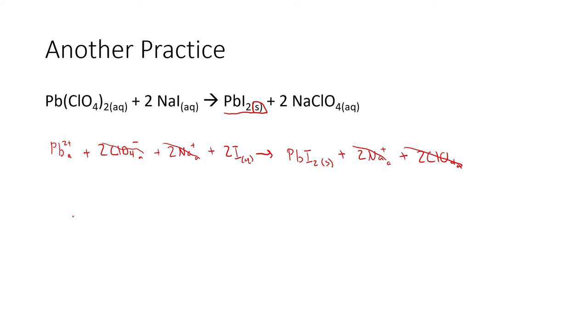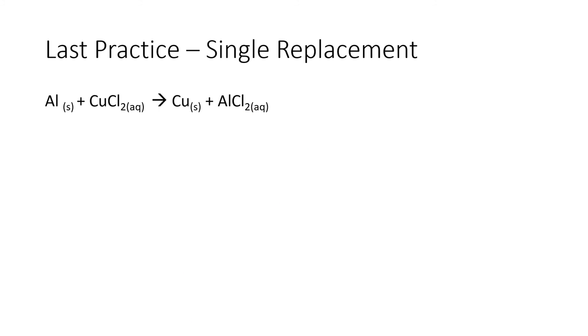that leaves us with our net ionic equation of Pb2 plus aqueous plus 2 I, that should be a minus by the way, minus aqueous goes to PbI2 solid. This last one is a single replacement reaction.